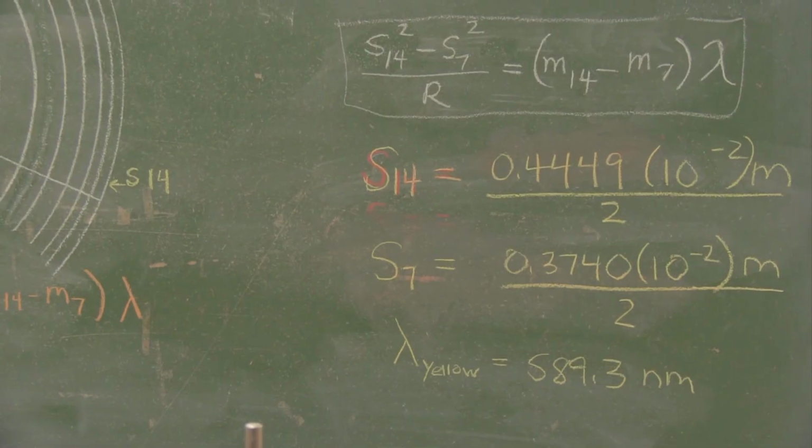We've taken the data for you. The equation you will be using is above, and so the data you will be needing is the radius of the 14th ring is 0.4449 times 10 to the negative 2 meters divided by 2. The radius of the 7th ring is 0.3740 times 10 to the negative 2 meters divided by 2. And the wavelength of yellow light is 589.3 nanometers. And with all these data points, you'll be able to solve for the radius of curvature of the glass.